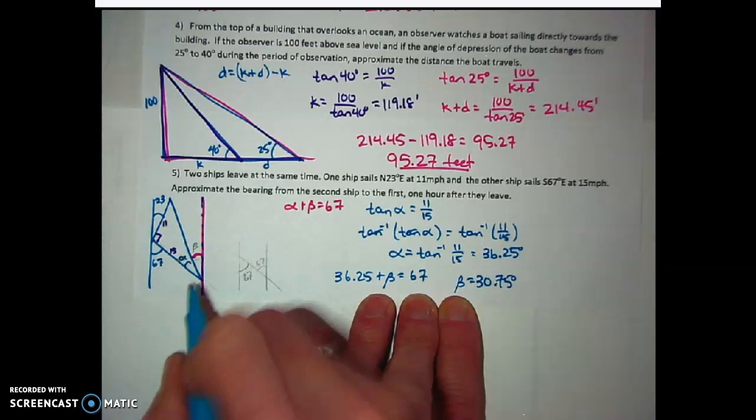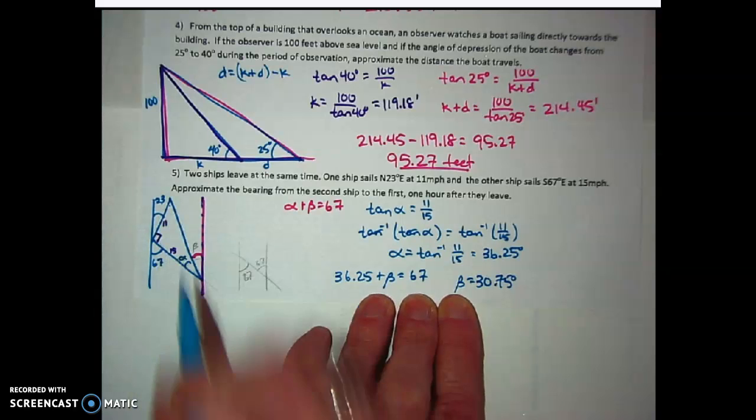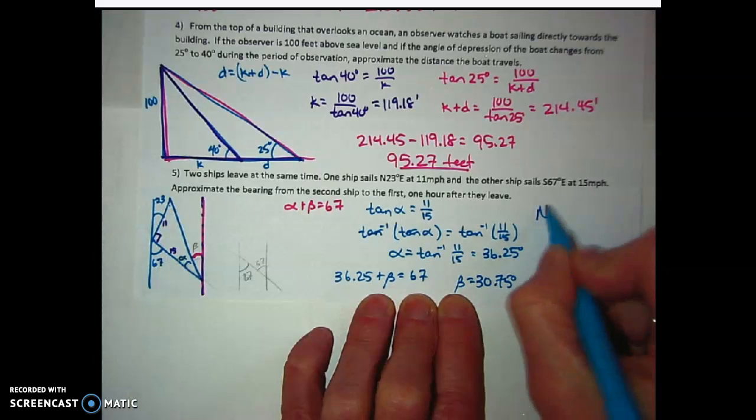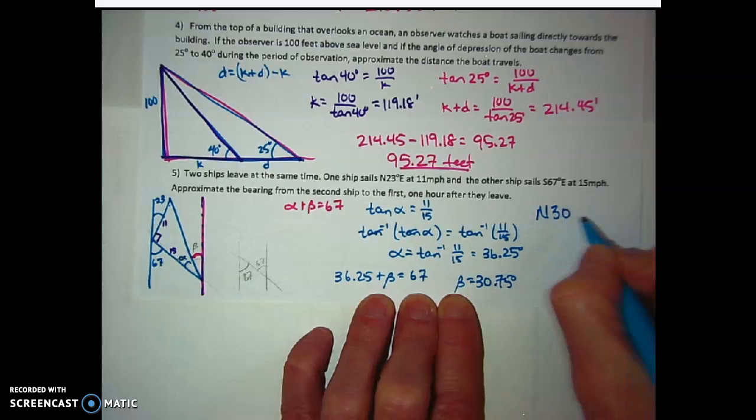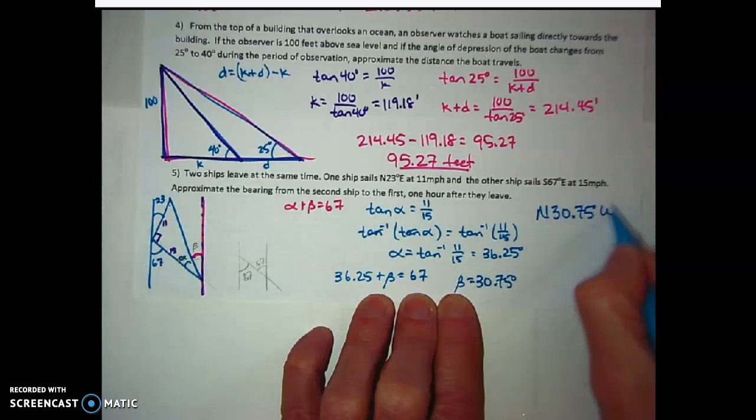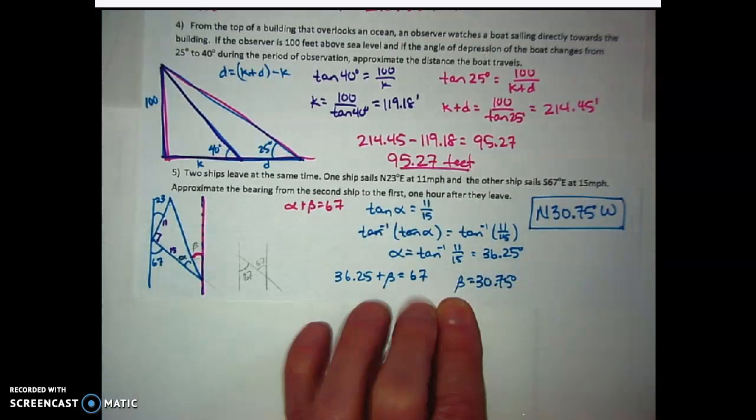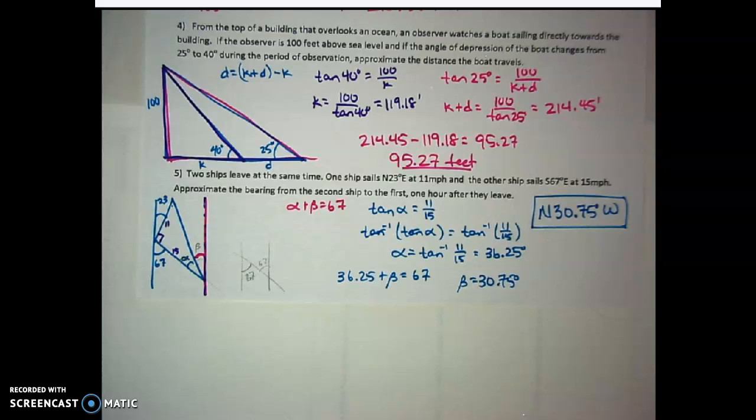So my bearing from this ship to this ship, it has to go north, and then it has to go 30.75 degrees, and then it has to go west. So its bearing an hour after they leave the shore is north 30.75 degrees west from ship B to ship A.